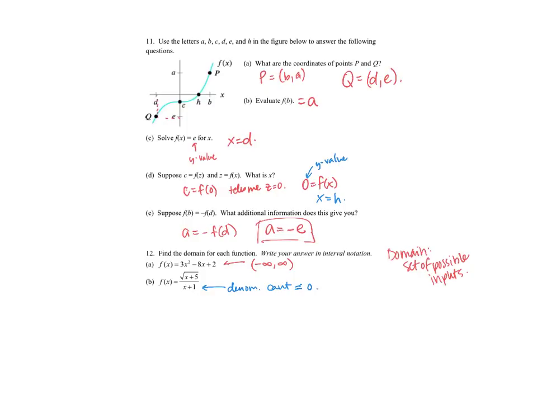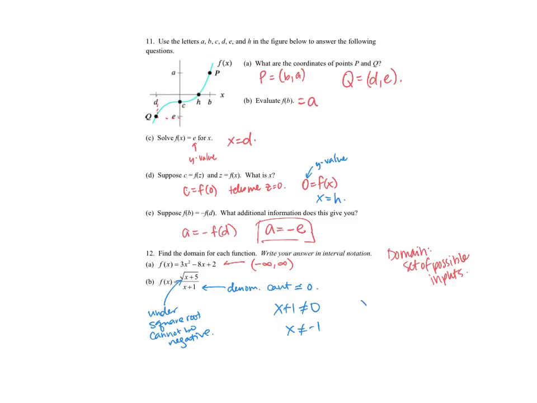Can't equal 0. And I also know that underneath the square root cannot be negative. If I'm looking for a real number output, I can't have a negative under the square root. So if we can translate those two things into something, I know that x plus 1 cannot equal 0. So x cannot equal negative 1. So that's something that I have to throw out of my domain.